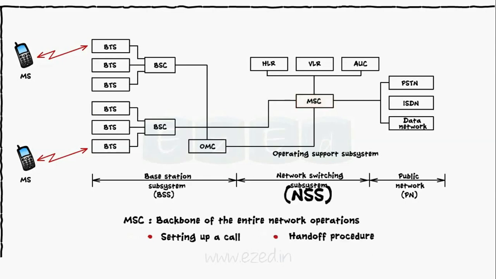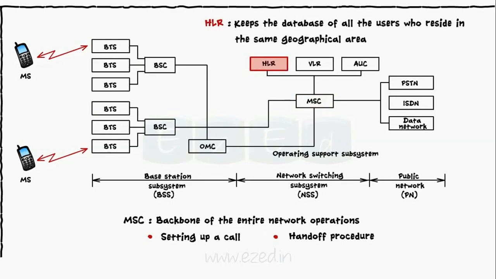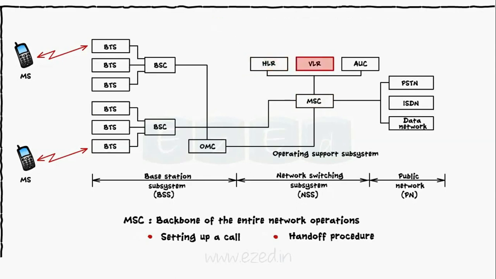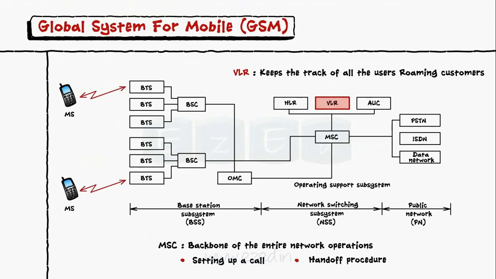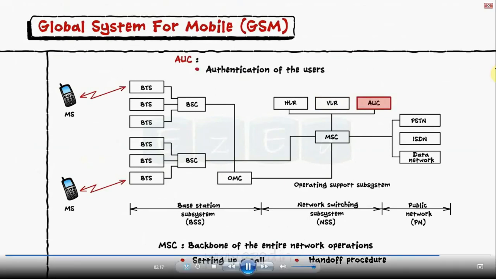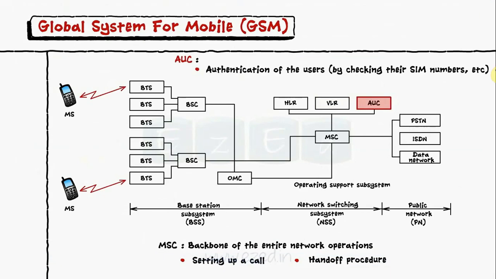Other blocks of NSS are HLR, Home Location Register, which keeps the database of all the users who reside in the same geographical area. VLR, Visitor Location Register, keeps track of all the users who are visitors to that particular geographical area, mainly roaming customers. AUC, Authentication Center, mainly controls the authentication of the users by checking their SIM numbers, etc., and sends the required information to the MSC.